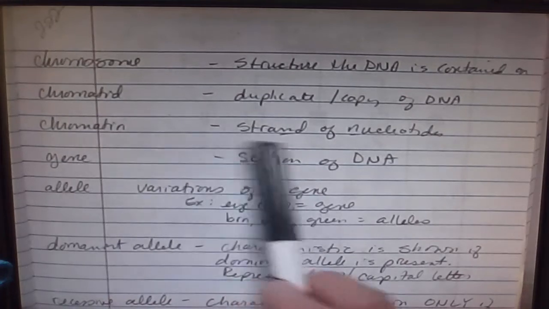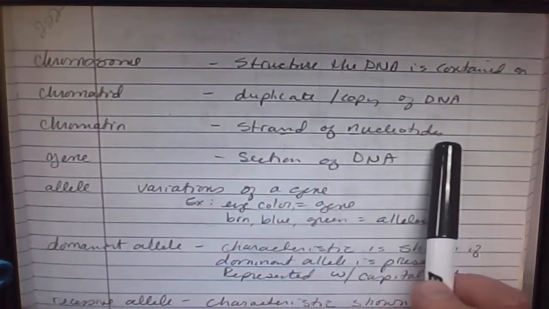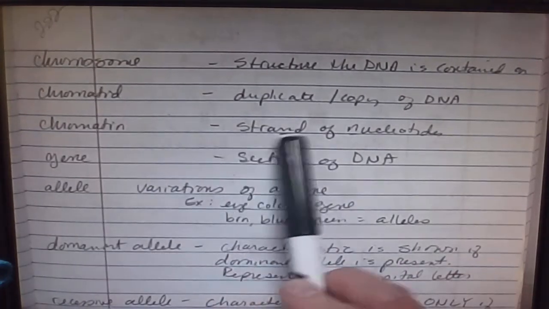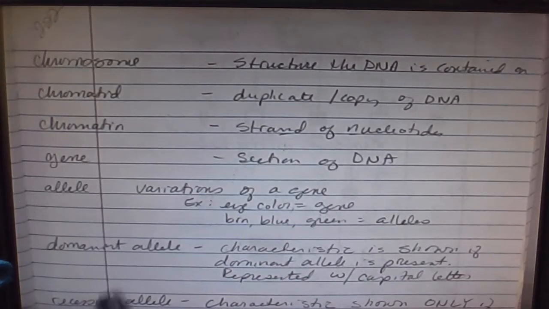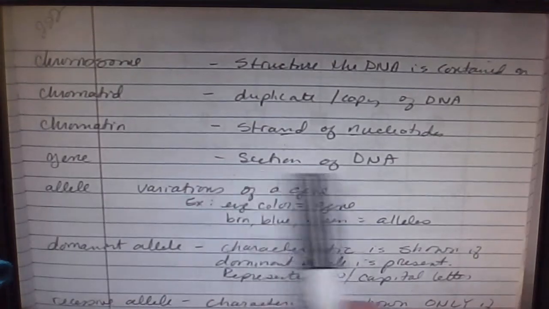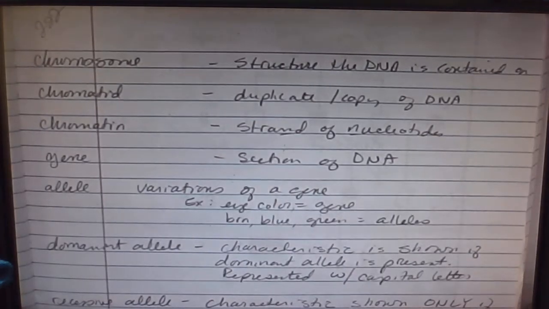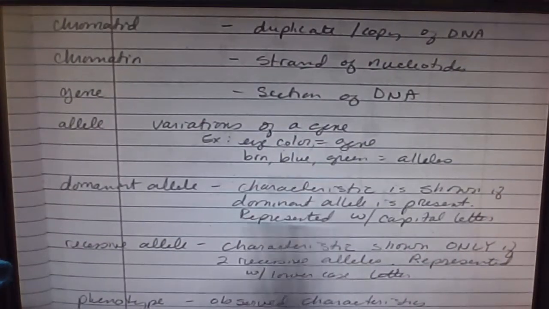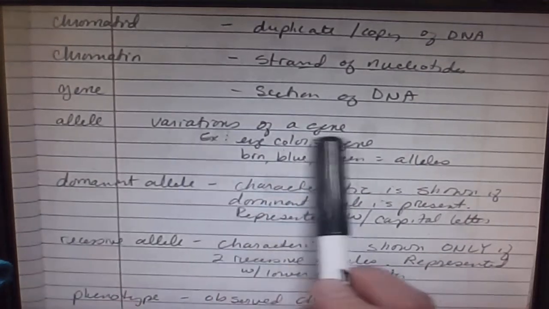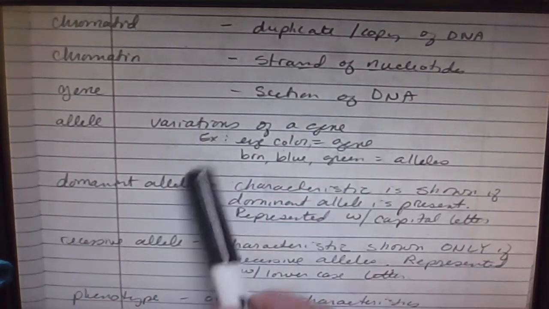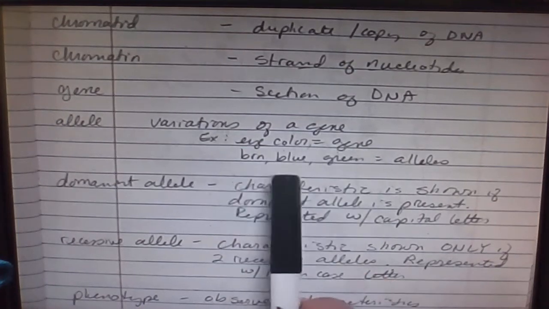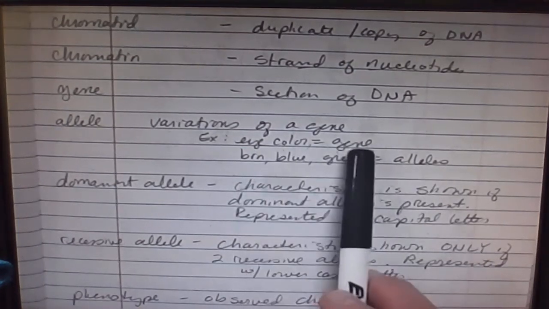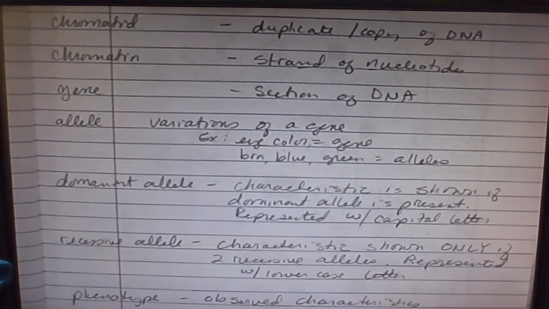Chromatin is the strand of the nucleotides. Chromatin is a strand of DNA. It's the nucleotides in the strand. A gene is a section of DNA. An allele is a variation of a gene. For example, eye color is the trait, is the gene. Brown, blue, green, those are alleles. Those are variations of eye color.